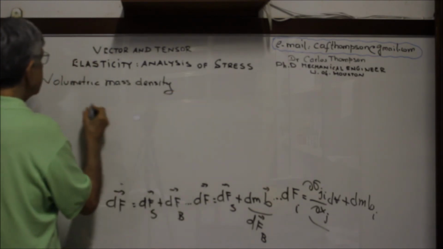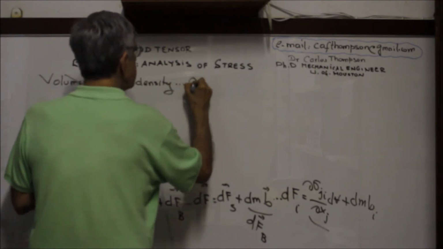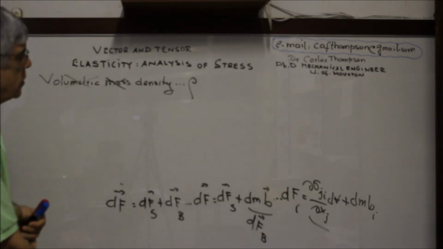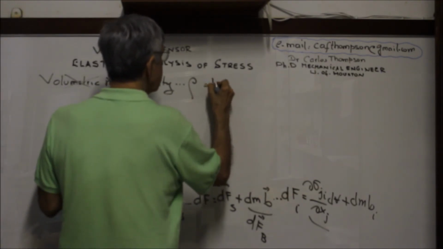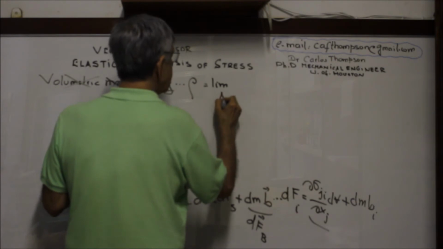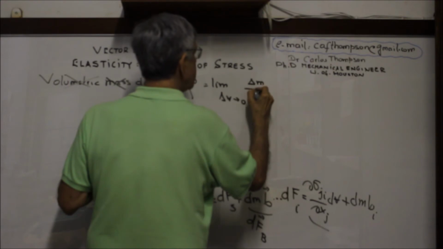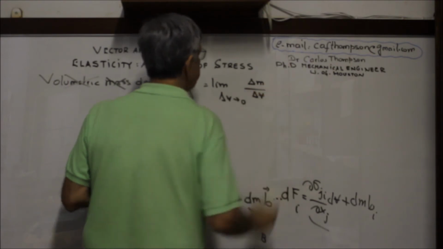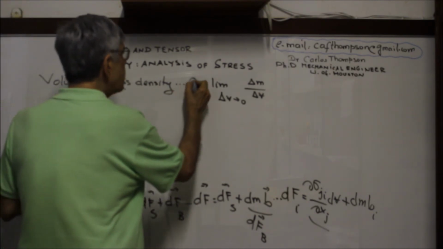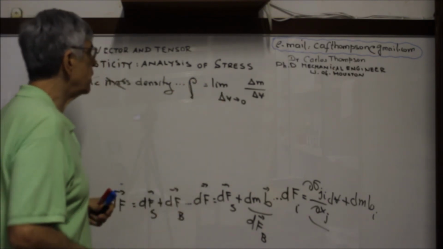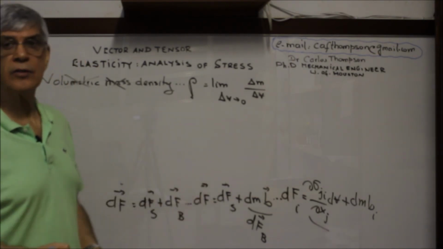In general, in physics, you forget volumetric mass and just call it density. The symbol is the Greek letter ρ. ρ is defined as the limit as delta V goes to 0 of delta M over delta V. From a mathematical viewpoint, that's okay. But what do you mean physically by delta V going to 0?